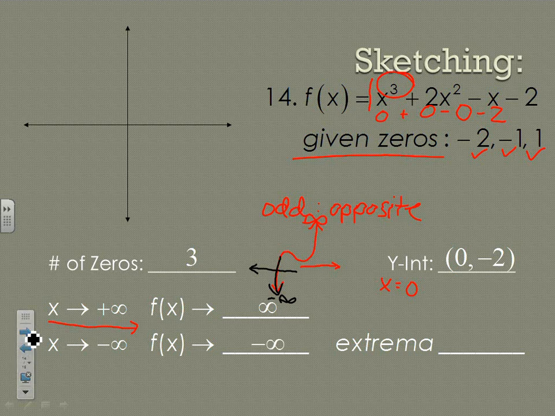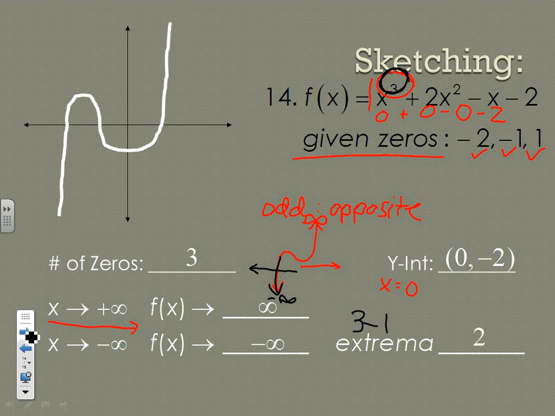Now my number of extrema, all we say is my degree was 3. Subtract 1. So that means 3 minus 1 means I've got 2 turns or 2 extrema. So now, using your notes, oh yeah, I'm sorry. This is one of our ugly little sketches. But you can see it's got 3 zeros. It's got a y-intercept at negative 2. Its end behavior matches what we expected, and it also has 2 turns, turn 1, turn 2.